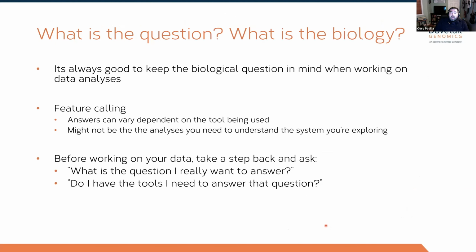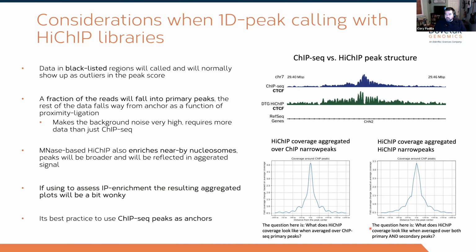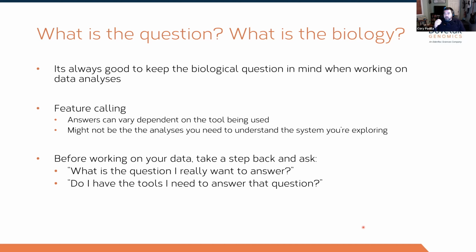So I will end here on a few quick comments and things to keep in mind. You always want to keep in mind, what's your question? What are you really asking of the data? Sort of like how I've highlighted here. What are you really asking when you aggregate using two different approaches to peak calling? Right, that fundamentally changes what your expectation of the output should look like.